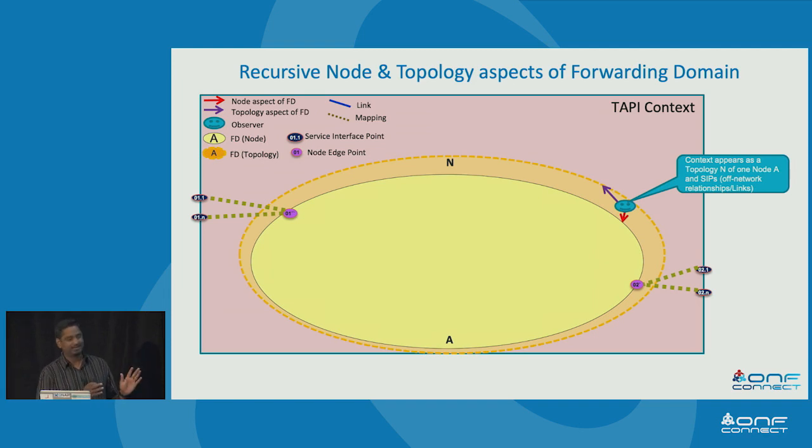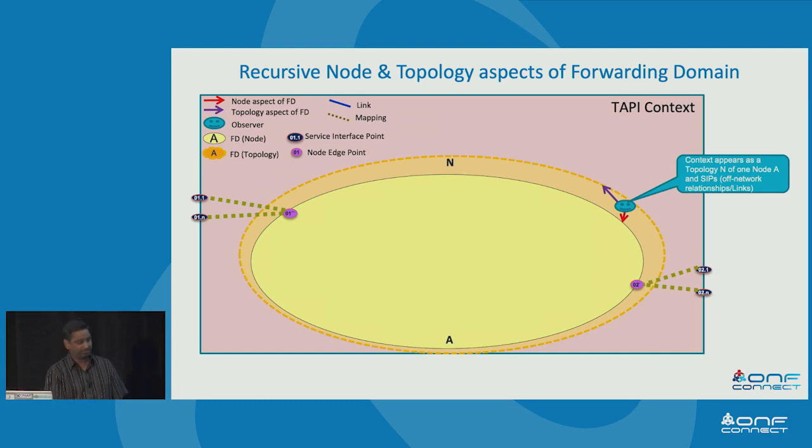So I said there's a topology and nodes. The previous example just showed there are topologies made up of many nodes. Now, if you think about it, what we say in TAPI is that a topology and a node are basically two sides of the same coin. It's just where you place the observer. If you place the observer external, he has an opaque view of the topology underneath. And that's what we call a node.